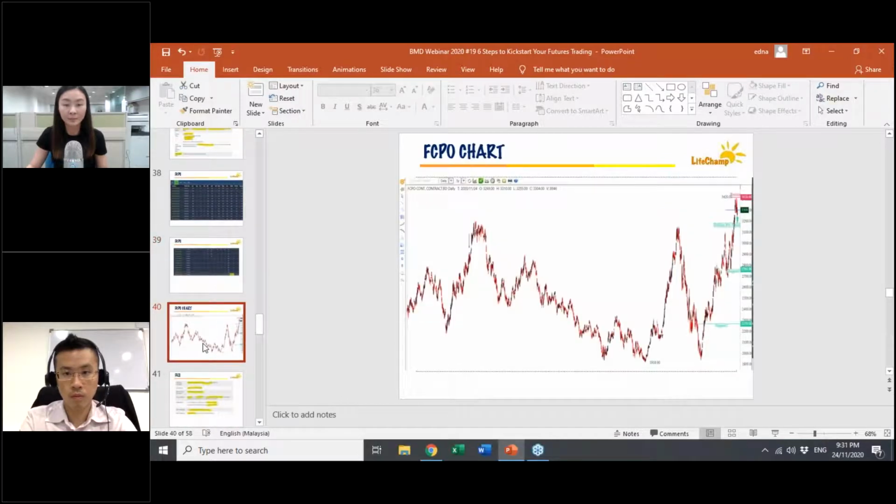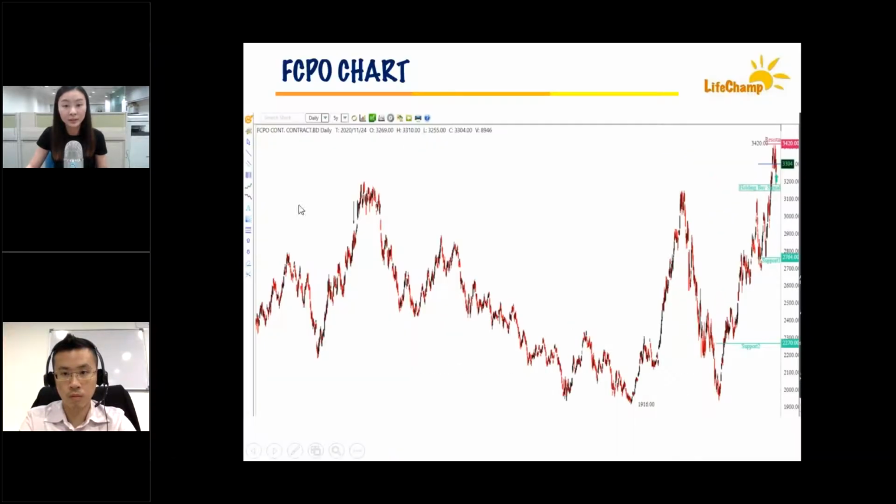This is an example of the FCPO chart, the daily chart over 5 years. So you can see it is very trending, but of course volatile at times.